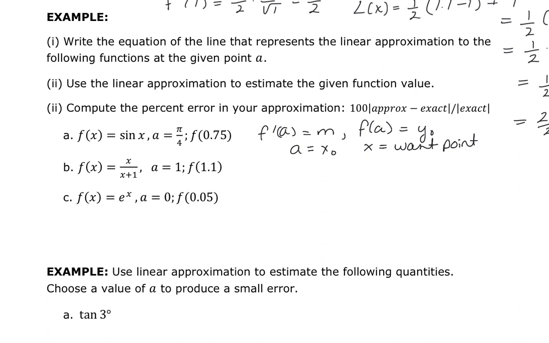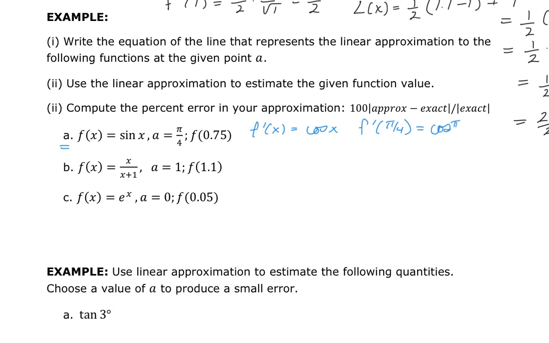So if I'm asked to do a here, I'm asked to find the linear approximation at 0.75. Well, 0.75 is close to pi over 4. If I were to put pi over 4 in my calculator, it's like 0.72 or something like that. So what I'm going to need is f prime of x, and this is going to be the cosine of x. I'm going to need f prime evaluated at pi over 4, because this is my slope. Remember, this is my slope, so it's going to be the cosine of pi over 4, which is equal to the square root of 2 over 2.